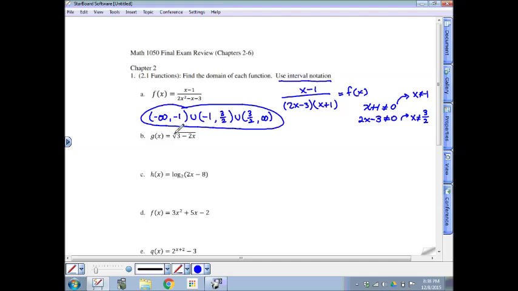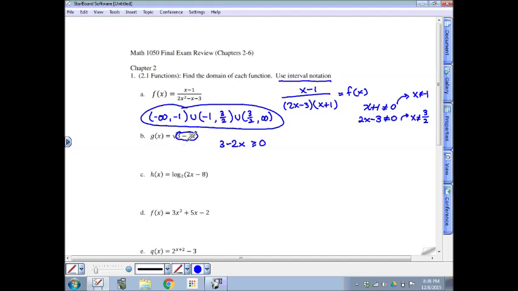Part B, a radical function, particularly square roots. With these square root functions in particular, you can't take the square root of negative values. So we need to ensure that whatever expression is inside the square root, in this case 3 minus 2x, needs to be greater than or equal to 0.